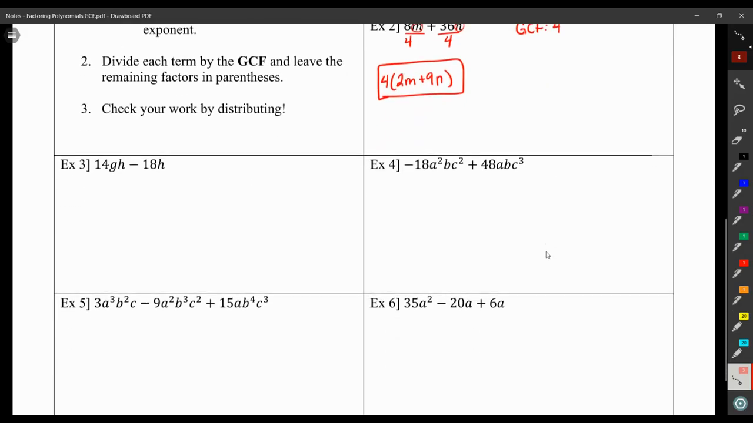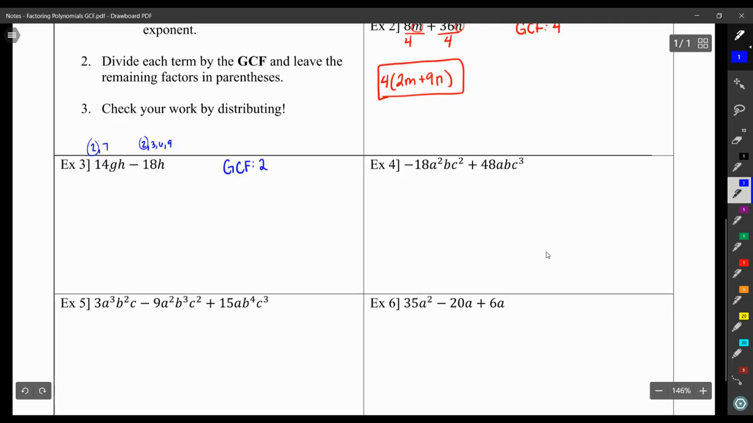Let's look at number 3. 14gh minus 18h. So again, start off with your numbers. Let's see if we can find the GCF. So 14 and 18. I can divide 14 by 2 or 7, and I can divide 18 by 2, 3, 6, 9. That's about as far as I can go. So the greatest common factor between 14 and 18 is 2.